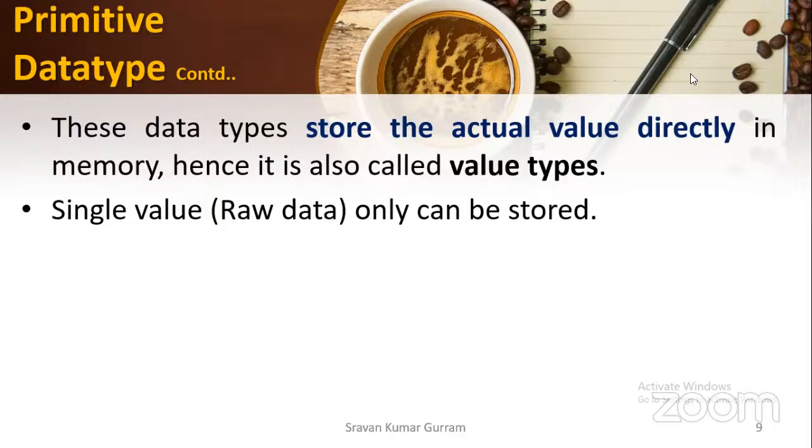Arrays are a collection, right? You can store multiple values, but arrays are not a primitive data type. We have seen that hierarchy in the last session. Those are called reference data types. That is a major difference. Remember, all the primitive data types are called value types, where you can store a single value and those values are stored in the actual memory location.